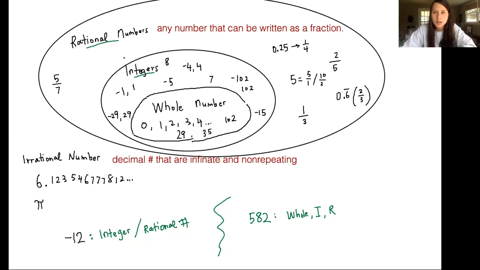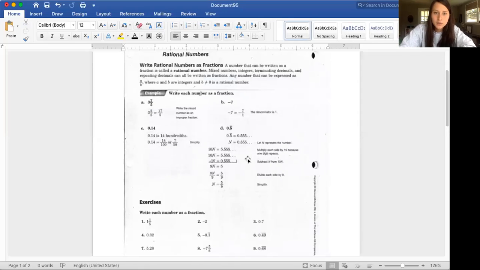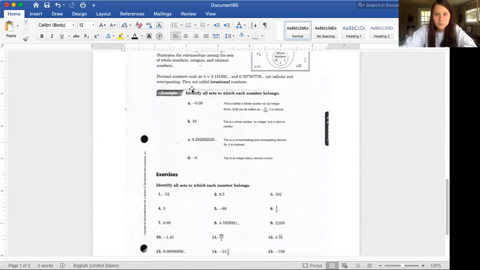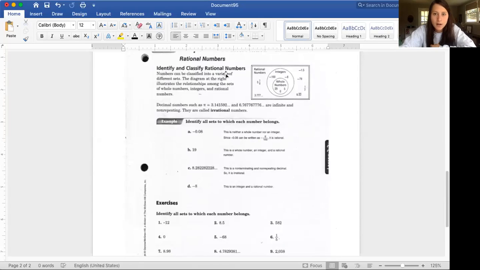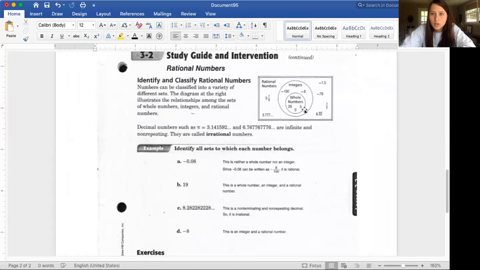So let's take a look at your study guide, because you've got a bunch of examples on your study guide, and we're actually doing the back of your study guide first. So let's flip to the back side, where it talks about the little graph here. It says classifying rational numbers. And if you look at your study guide, you also have this little graph that shows you just a visual of what these numbers represent.